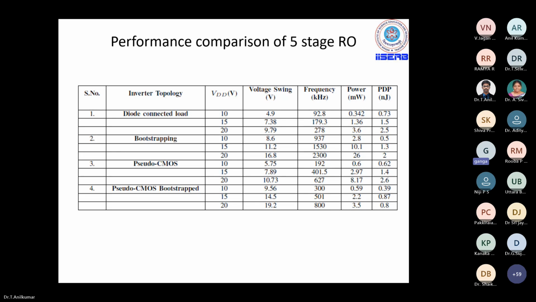As you can see here, the power supply voltages are quite high. This is work done almost 5 years ago. Even the device dimensions are quite large, so we need to use high power supply voltages like 10 volt, 15 and 20. Among these 4 configurations, the pseudo CMOS bootstrapped configuration is giving very good swing, almost 100% swing, and very good frequency of oscillation.